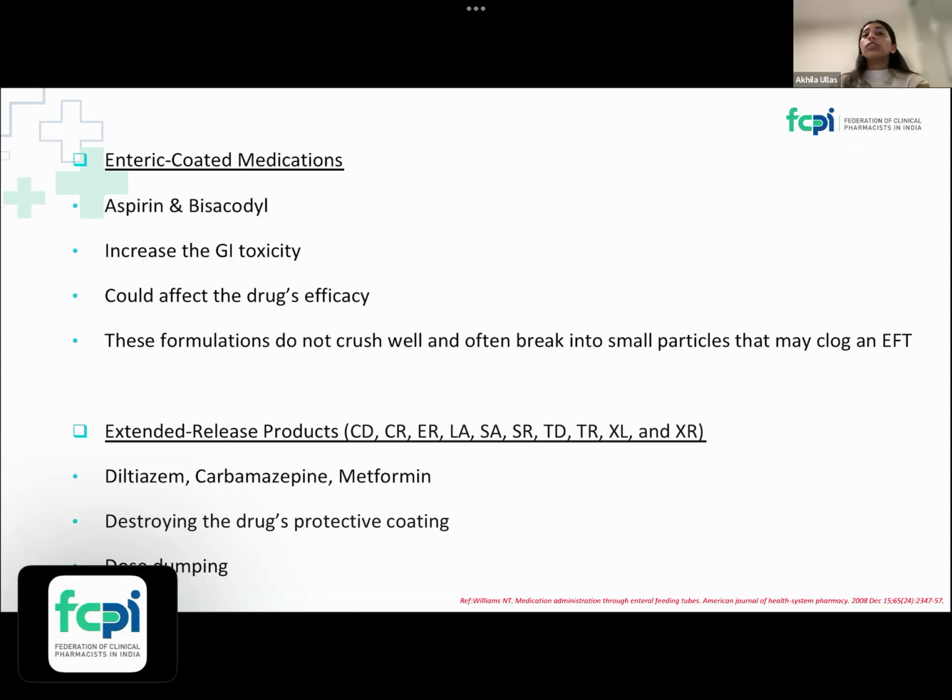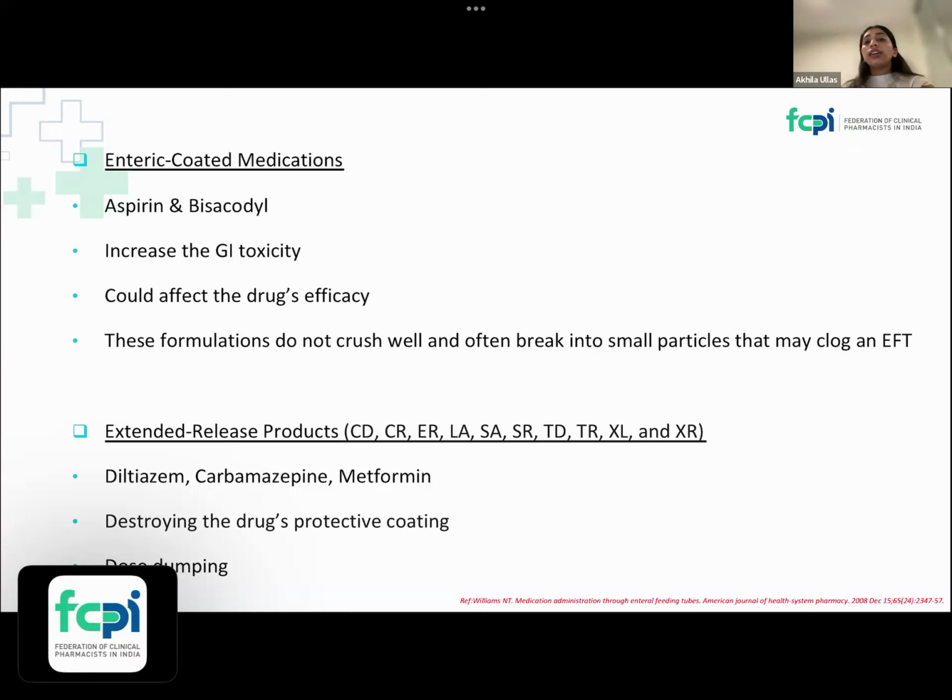These formulations do not crush well and often break into small particles that may clog the end of the tube. So if you are crushing these tablets, you need to crush them well. Otherwise, if there are small particles, they will block the tube, and the drug won't reach the patient's stomach or jejunal cavity.